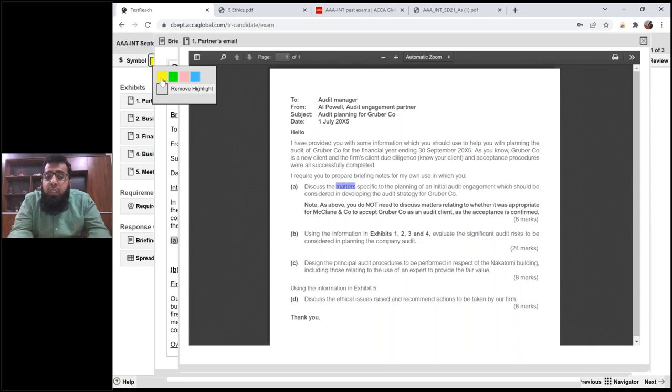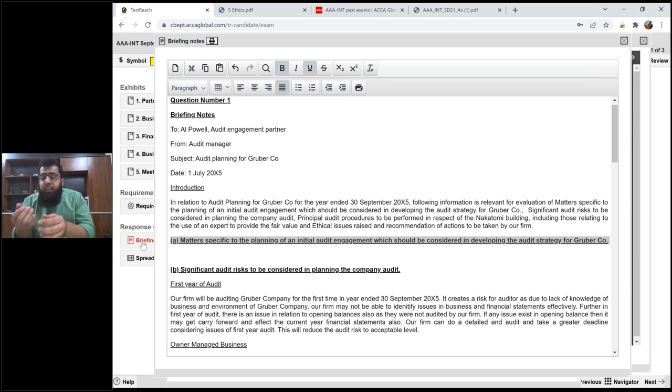Our firm should consider. Now, listen to me how I'm writing the points. Our firm should consider the matters which were highlighted in the professional clearance from the previous auditor while developing the audit strategy. Now, what does this mean? When we communicated with the previous auditor while accepting the client, they must have highlighted some issues in the entity. So you should consider those matters while developing your audit strategy.